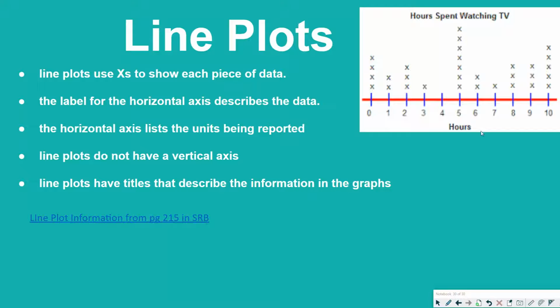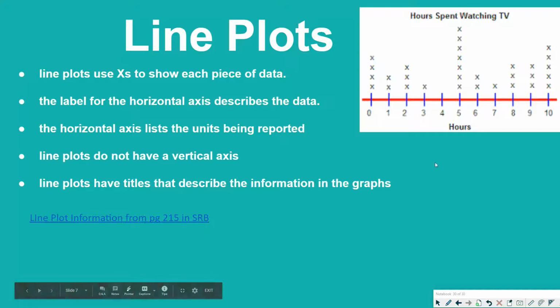You are labeling right here with that horizontal axis that describes the data. That horizontal axis also has each of the units being reported. So you've got the hours listed down here in words. Okay. Line plots do not have that vertical axis, so it does not have the line going up like this. Sometimes you see that in other kinds of line plots. You won't see that in this line plot. So line plots have titles to describe the information, okay? If you want more information on that, you can go to your SRB in Everyday Math online and go to 215 and you'll get some more information on that.